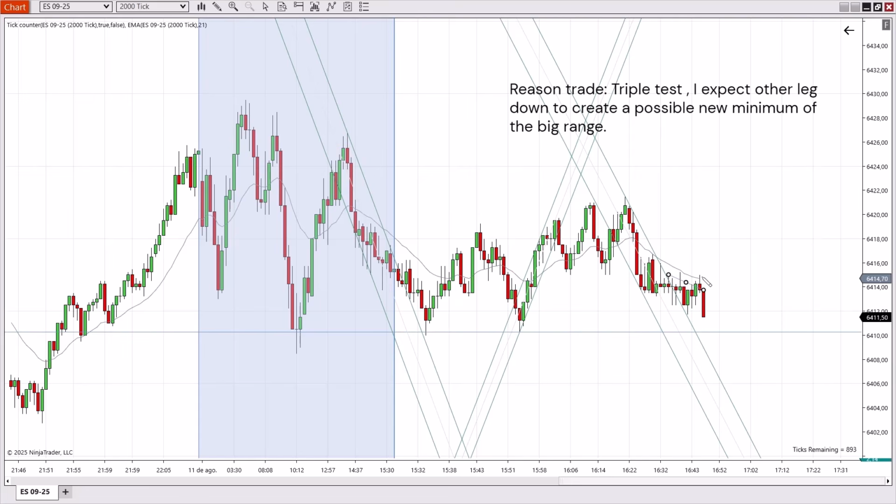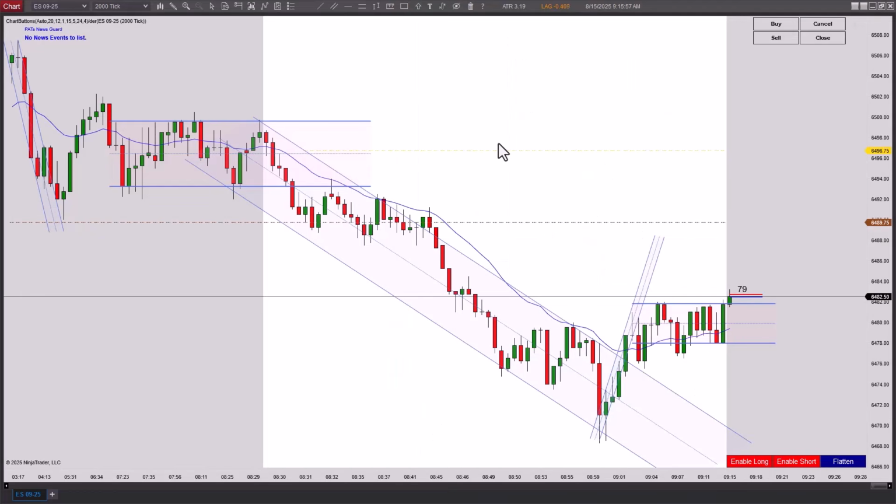I couldn't zoom in any more than that because it came to me, the video already made. But there it is, a triple test, and a nice, quick, easy trade. Nice job by that trader. I can't say anything negative about that. It was a perfect trade.